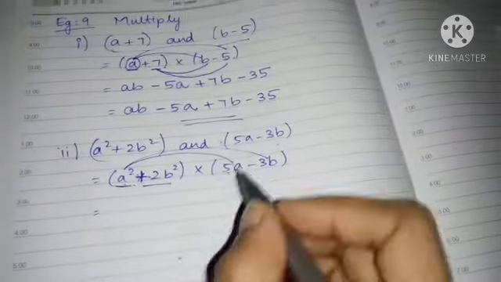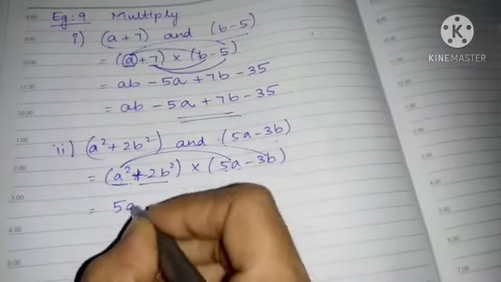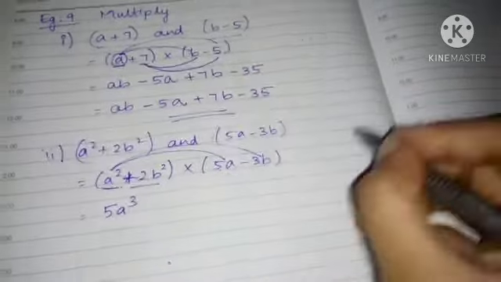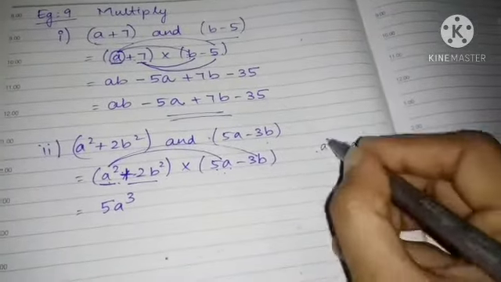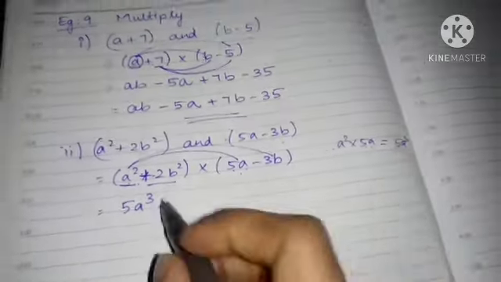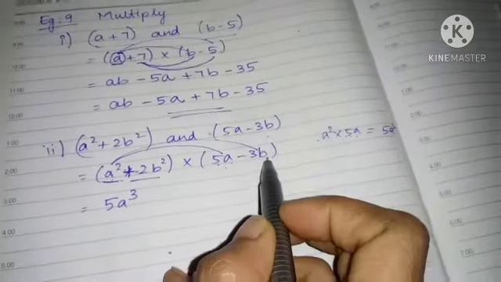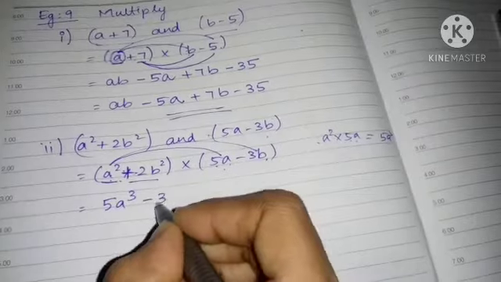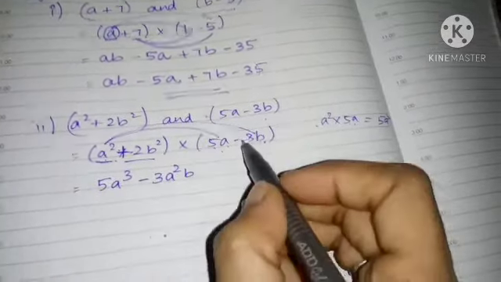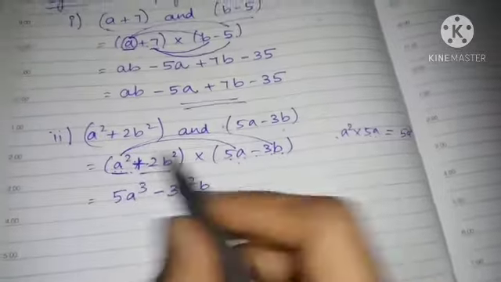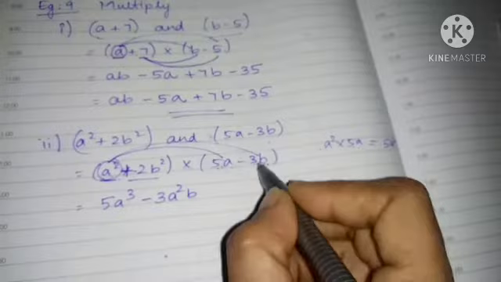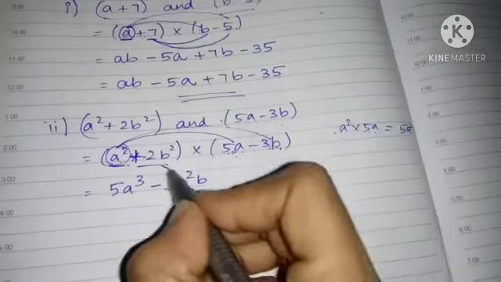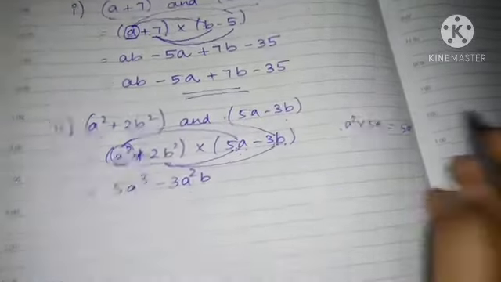A square into 5a is how much? 5a cube, because a square into 5a is 1 into 5, 5. A square into a is a cube. Next, a square is multiplied by minus 3b, so minus 3a square b. Next, this term is multiplied with both the values. Next, you will multiply the plus 2b square with 5a as well as minus 3b.